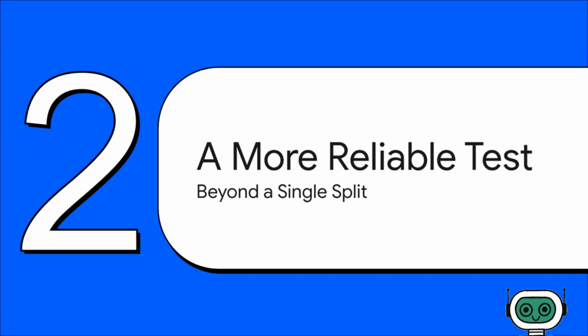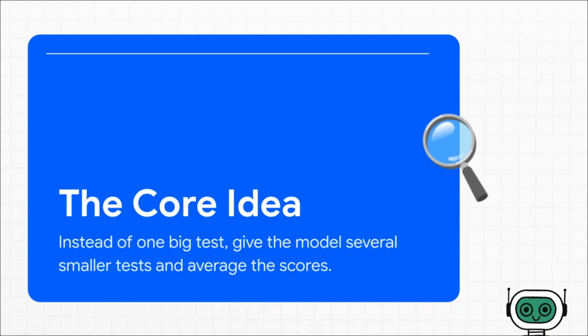Okay, so if a single test is unreliable, how do we build a more reliable one? The core idea is surprisingly simple. It's this. Instead of one big, high-stakes test, what if we gave the model several smaller, different tests? And then we just average the scores. That's it. This simple act of averaging helps to smooth out the randomness of any one particular split.